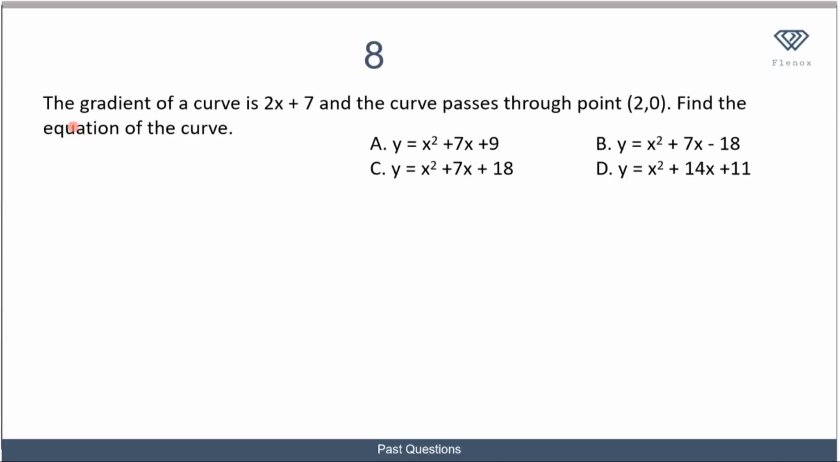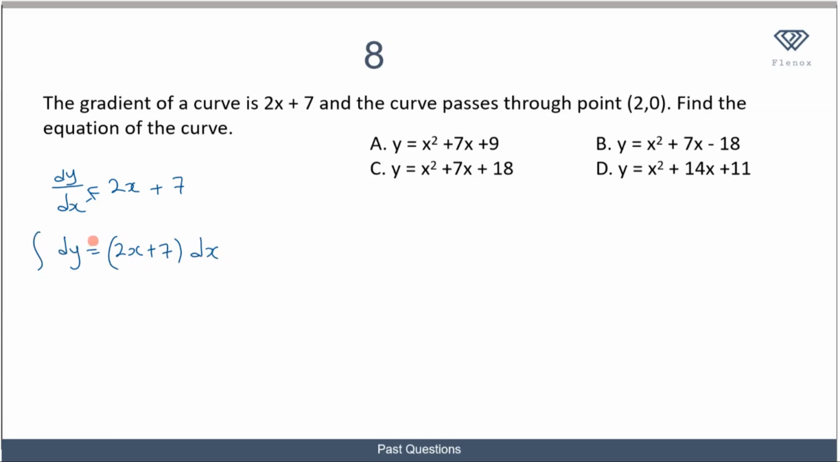Here we are told that the gradient of a curve is 2x plus 7 and the curve passes through point (2, 0). Find the equation of the curve. So this is also an application of differentiation, and to go about this, we are given the gradient. So given that dy over dx is equal to 2x plus 7, we can find the equation of the curve by integrating the gradient function. So if we cross multiply, we know that dy will be equal to 2x plus 7 times dx.